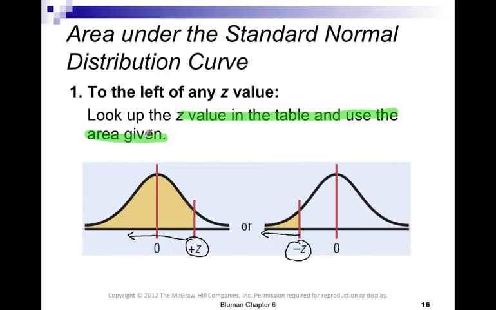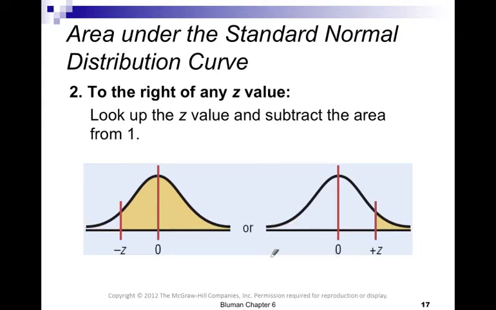To the right of the z-value is a little trickier. So let's go to the next slide and talk about z-values when we want the area to the right. You see the shaded area here is what we're looking for. So suppose the shaded area we want is to the right of the z-value. So here we go here, and we want this area to the right in both these instances. Well, then we have a little trickier situation. We have to look up the z-value and then subtract that area from 1.